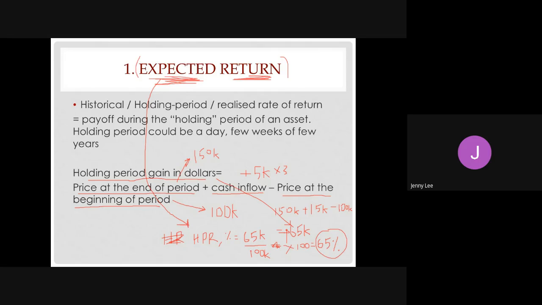Teacher, is cash inflow the same as cash flow? Cash inflow is the same as cash flow, but cash flow is just a bit more general. Cash flow means cash moving. Cash inflow means cash moving in to your pocket. Cash outflow means cash moving out from your pocket. But cash flow is very general, you don't know whether in or out. Cash inflow is more specific, you know money comes in.